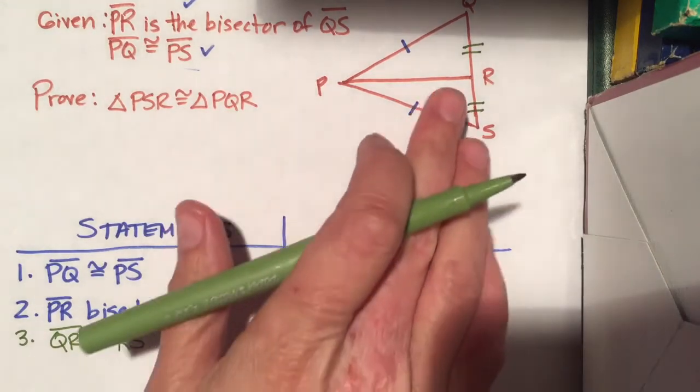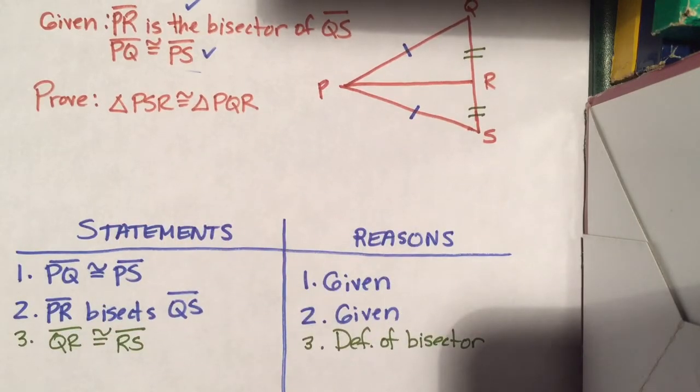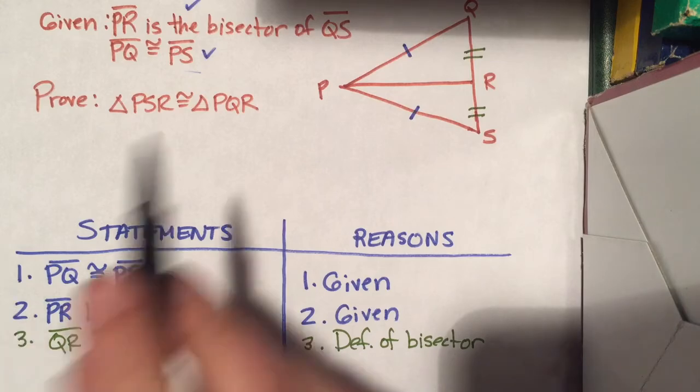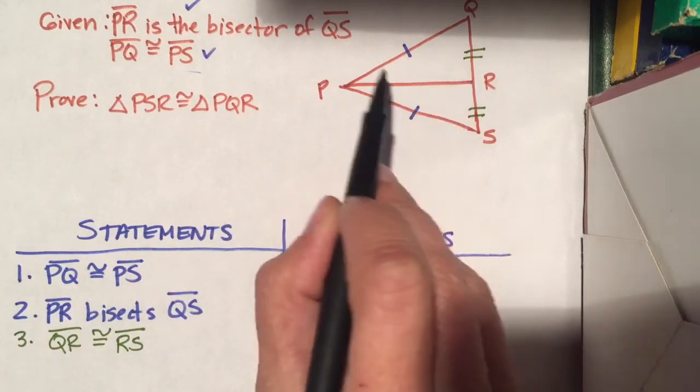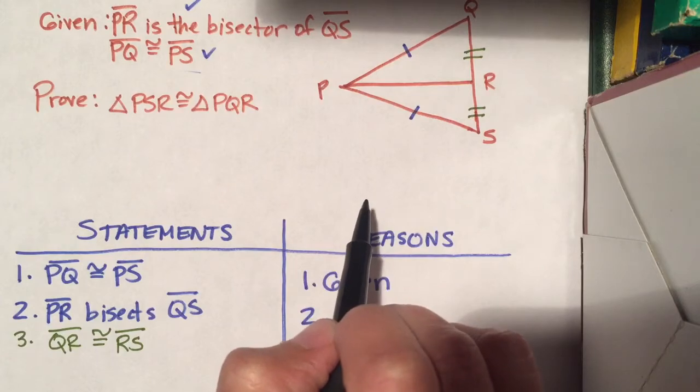Some people will make you say R is the midpoint, then QR is equal to RS, and then QR is congruent to RS. It just depends on who's doing it. I'm not going to make you do that for our purposes. So now I've established two pieces here. I can't tell anything else. I don't have any vertical angles, so I can't do anything with angles.